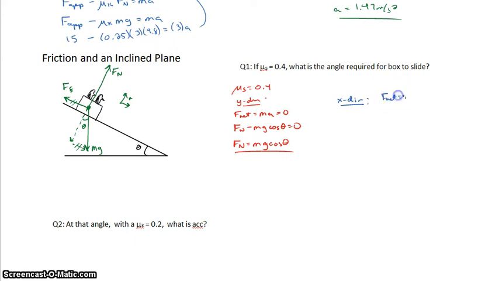F net equals ma in the x direction. I'm going to have, well, what is in the x direction? By the way, I just jumped right in there and said that was mg cosine theta. Let me just remind you, you are dealing with a right triangle here, so this component is mg cosine of theta because it's adjacent. This part is mg sine theta. I didn't write that out, but it's worth noting. You can look at a previous video to see that.